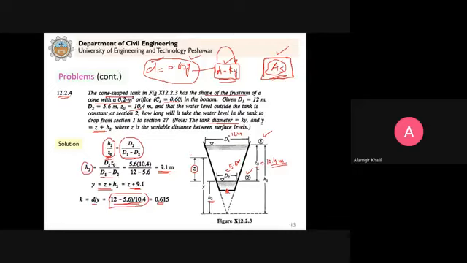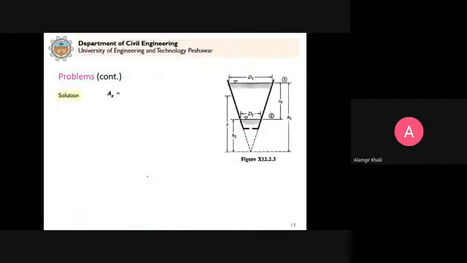But because we have to express this in terms of Z, not Y, in AS equals pi by 4 D square, D will be equal to 0.615 times Y, but now Y we have to replace by Z. So AS is equal to 0.297 into (Z plus 9.1) whole square. So now your AS is expressed in terms of Z. So now with dz and Z, we will be able to evaluate the integral to calculate the time for water level to come from 1 to 2. Now the question is easy.